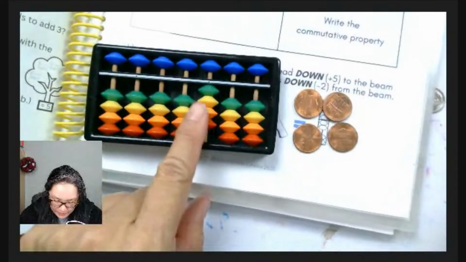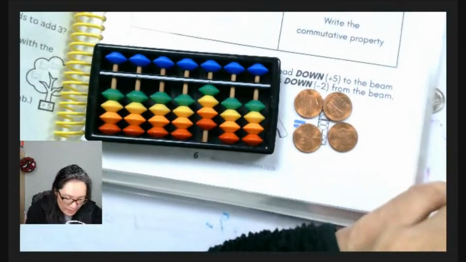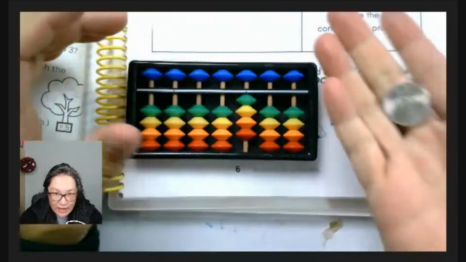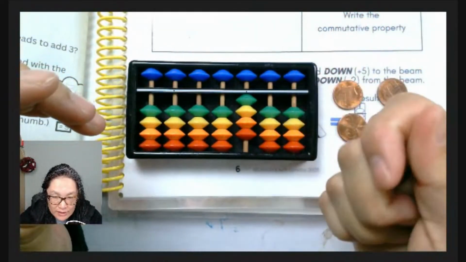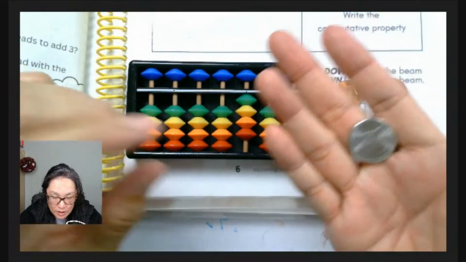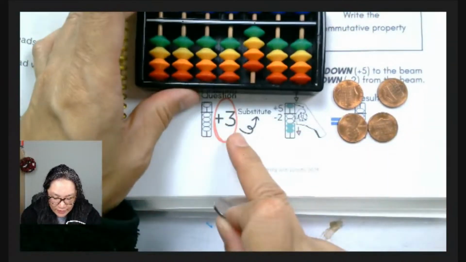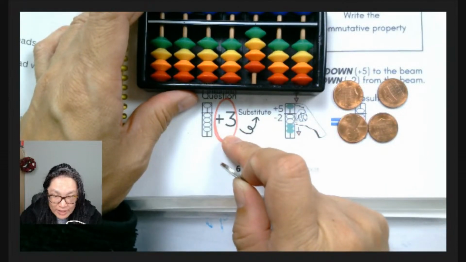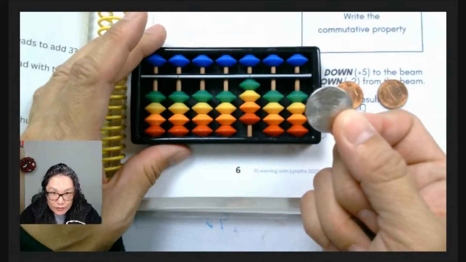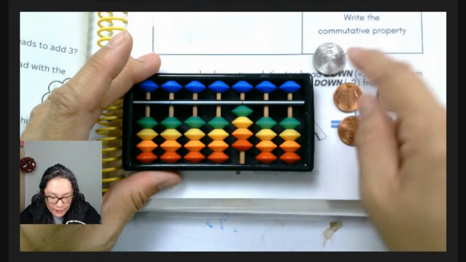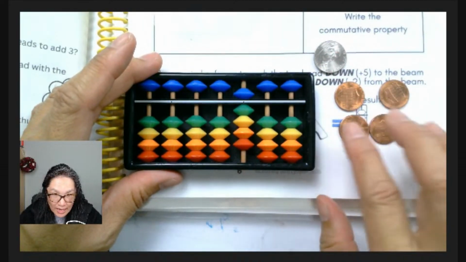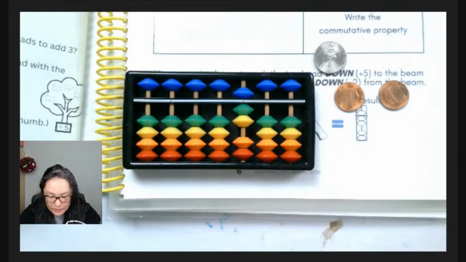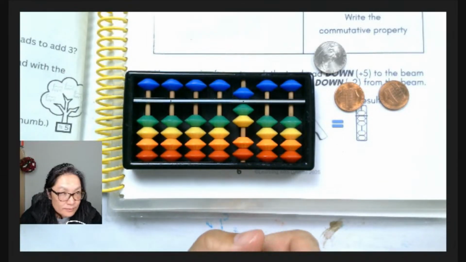I have 4 pennies. They're on my abacus. They're right here, right? I have 4 pennies. I only have a nickel. I only have 5 cents to give to you. I'm going to give you 5 cents. We're looking at 3. If I give you 5 cents, but it's only worth 3, then I give you too much. So if I give you 5 cents, I'm going to add the 5 cents. I need to take away 2 cents. So your final answer is 7. Does that make sense?